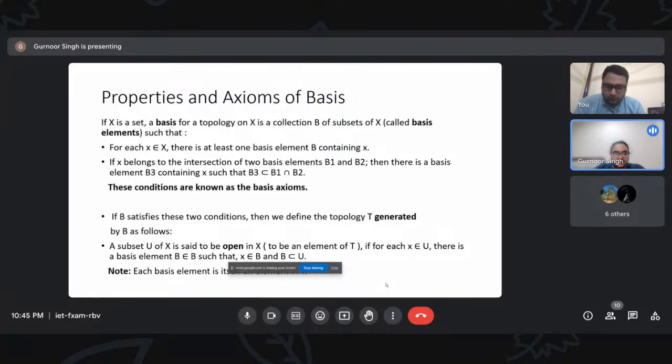If B satisfies these two conditions, then we define the topology T generated by B as follows. A subset U of X is said to be open if for each x in U there is a basis element B belonging to B such that x belongs to B and B is in U. Note each basis element is itself an element of T.